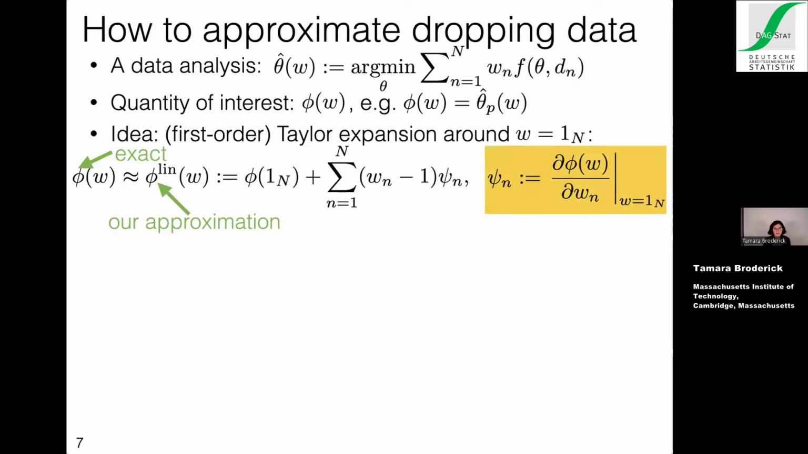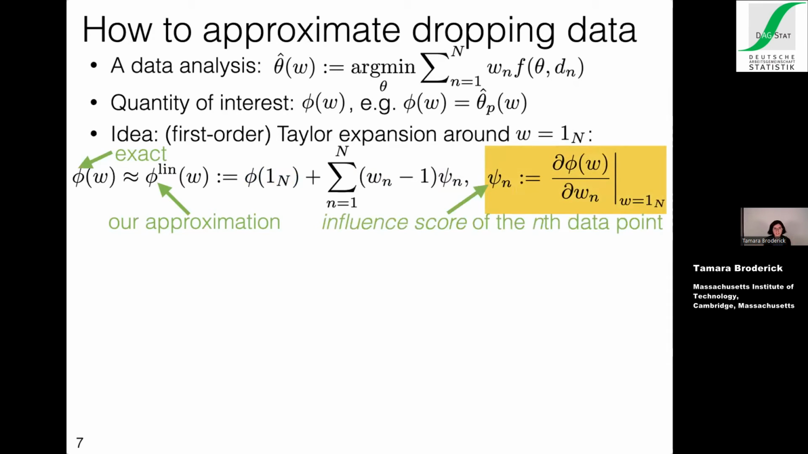So this is the first derivative of phi with respect to W. If you're familiar with influence functions, this probably looks pretty familiar. We're going to call this the influence score of the nth data point. If you're not familiar with influence functions, don't worry about it. The main question that we have about this derivative is: is it something we can compute?